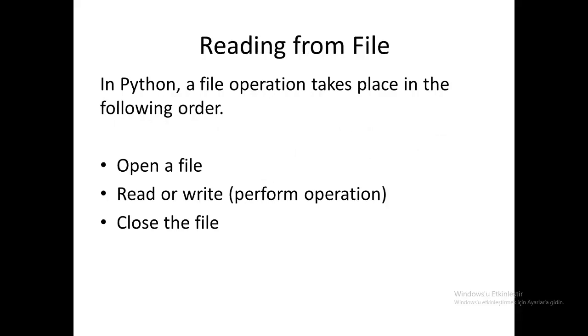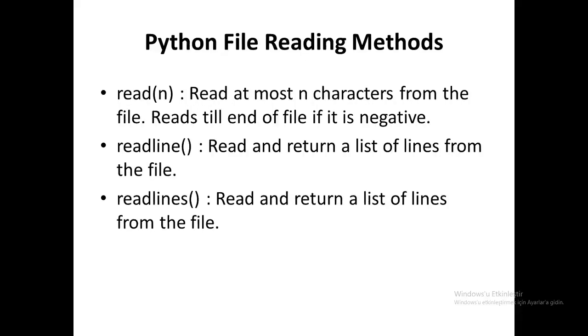Reading from file. In Python, a file operation takes place in the following order. When we want to read from a file, we need to open it first. When we are done, it needs to be closed, so that resources tied with the file are freed. So basically, the first step is to open a file. Second is read or write. Today I will show you how to read. And the last and very important step is closing the file.